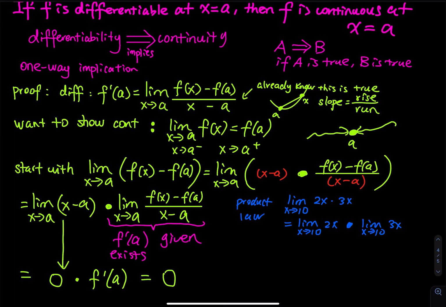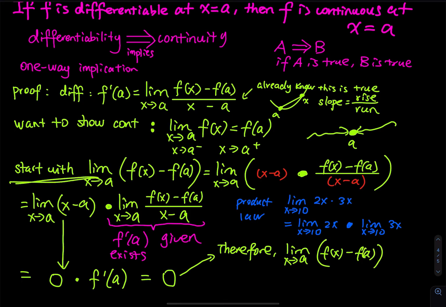And then what is the conclusion? The conclusion is, therefore, the limit as x approaches a of f of x minus f of a, that is what we started with. If you look at the first line right over here, that is what we start with. What is that equal to? That is equal to 0, right?